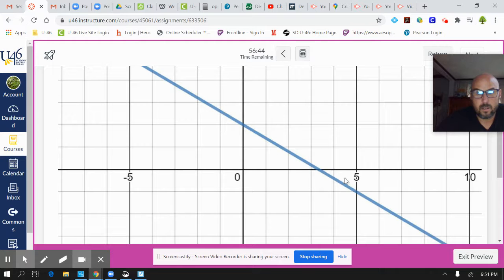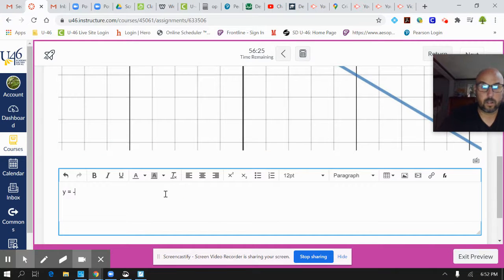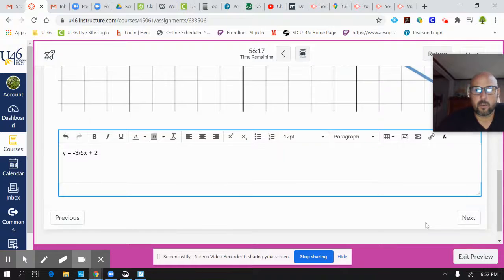So from here all the way to here, I would have to go down. So my slope is negative. Down 1, 2, 3, and to the right, 1, 2, 3, 4, 5. So my slope is negative 3/5. My y-intercept is 2. So here you don't have to show work because it's just viewing it and counting. Negative 3/5 x plus 2 is the correct answer.